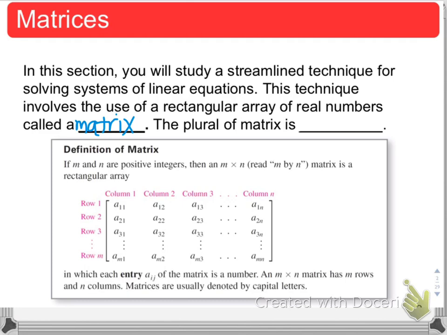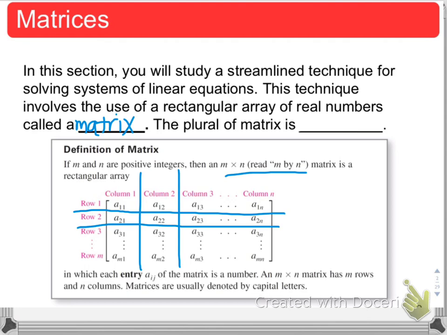So this definition may look like a lot of symbols, but really, if m and n are positive integers, then an m by n matrix, and we read that as m by n, not m times n, when we're talking about matrices, is a rectangular array. The rows are horizontal, the columns are vertical. Each entry, what we call a sub ij of a matrix, is a number. An m by n matrix has m rows and n columns, and we usually denote matrices by capital letters.